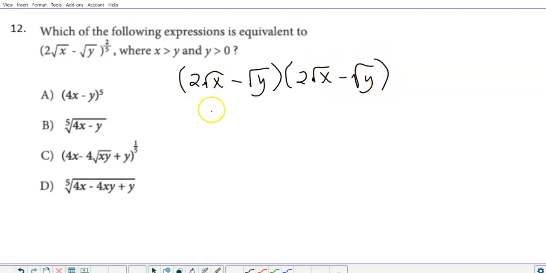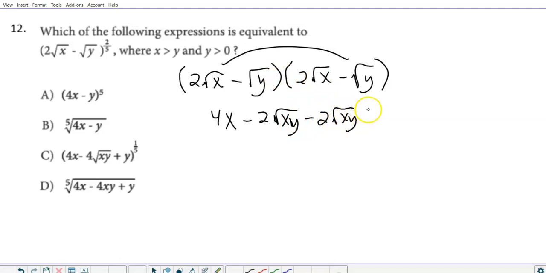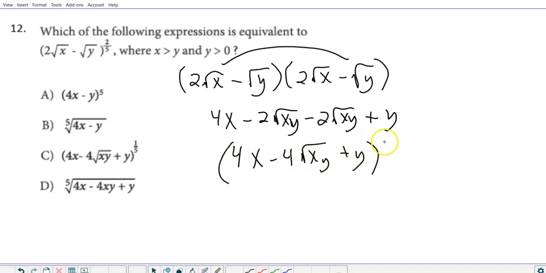First times first would be 4x, not bad. Outside would be minus 2 square root of xy. Inside would be minus 2 square root of xy. And the last would be plus y. That's not too bad. So I get 4x minus 4 square root of xy plus y. And all that's being put to the 1/5 power. I'm not sure how they wrote theirs. Is that it? Wow. So you have to kind of look at what they did. And then kind of go from there.